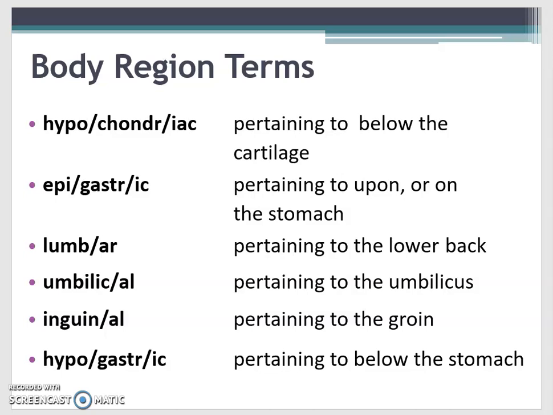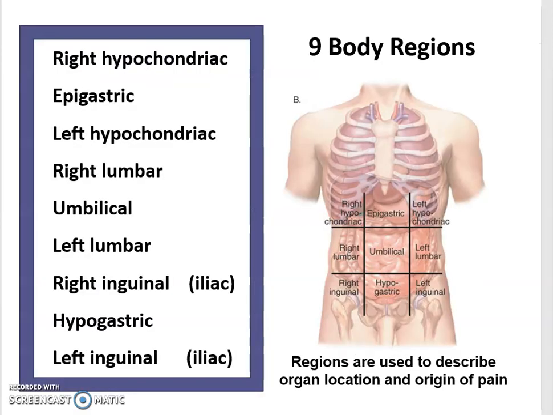Umbilical is pertaining to the umbilicus. Once again, that's talking about the belly button or the navel or whatever your chosen word is. Inguinal is pertaining to the groin. And hypogastric means pertaining to below the stomach. And so those are your body region terms, and here's where they're located.